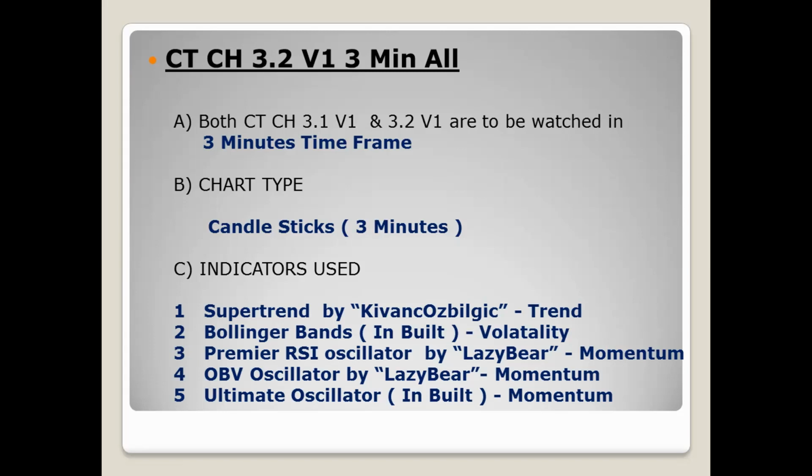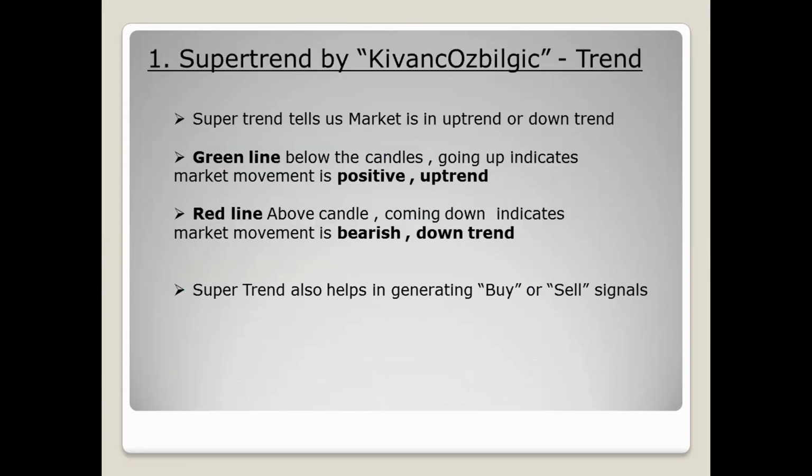We will take all the indicators one by one. The first one is the super trend by Kivan. This is a trend indicator. Most of us are familiar with super trend. It tells us whether the market is in an uptrend or downtrend.